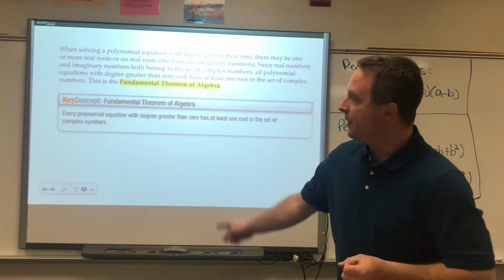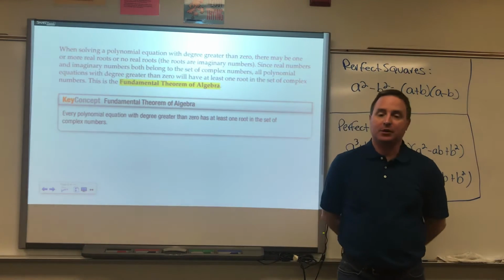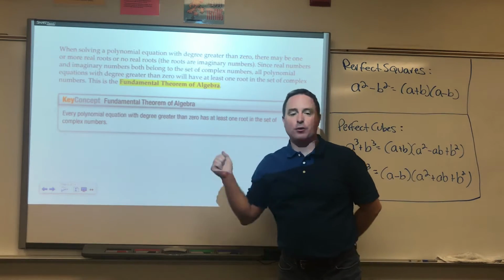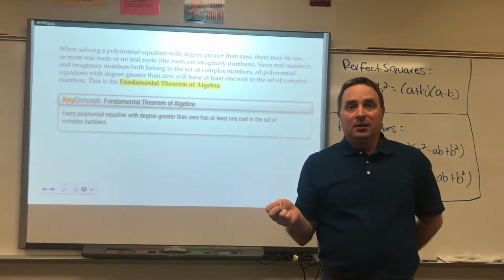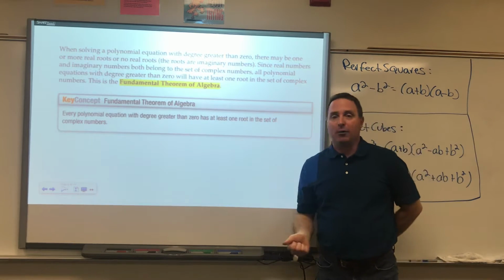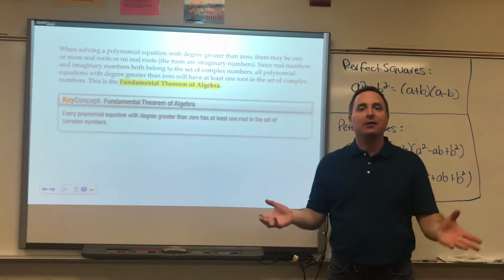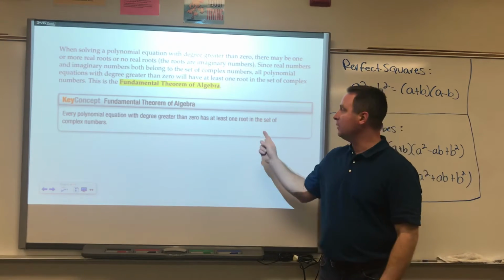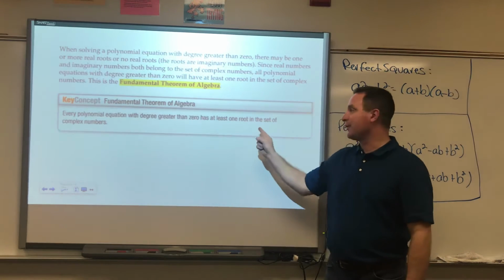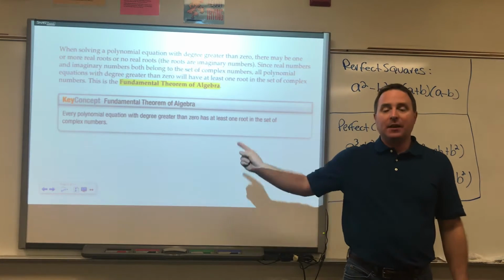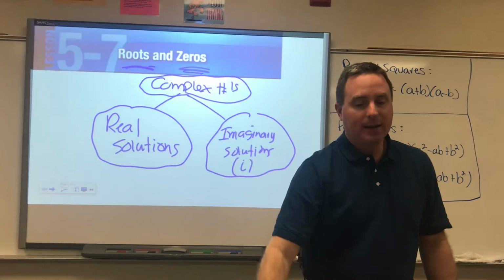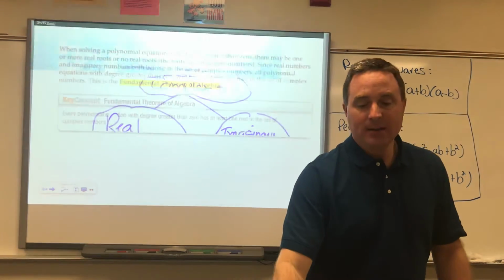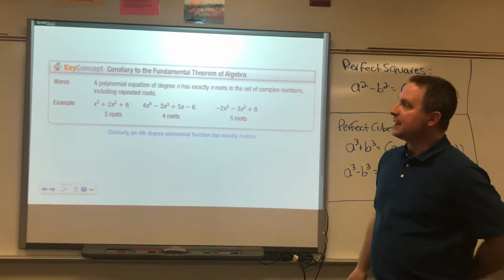Okay, and we're going to talk about a couple of things that we've mentioned here over the last several lessons. The first thing here is this thing called the fundamental theorem of algebra. And basically what this says, if a polynomial has a degree greater than 0, okay, so if I have an x to the first power, an x to the third power, an x to the fourth power, anything where we have a variable that has an exponent greater than 0, it's going to have a solution, it's going to have a root, it's going to have an answer that's part of the complex numbers. Okay, it's either going to have some real solutions or imaginary solutions.